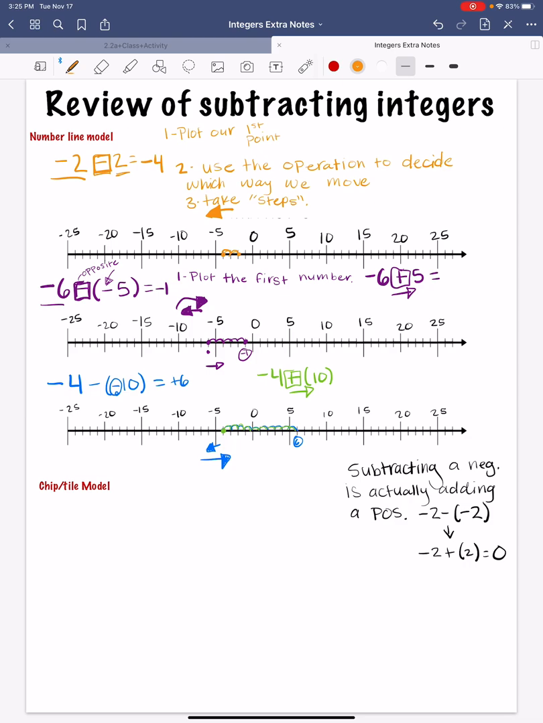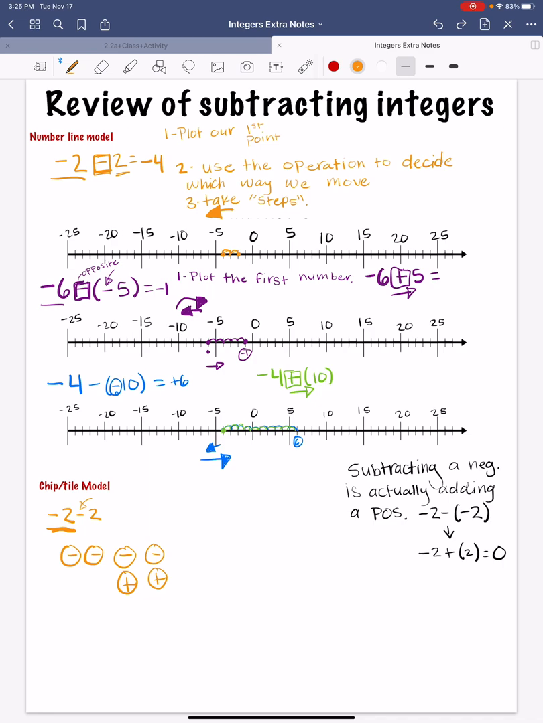Okay, let's move on to some chip and tiles. I'm going to come back to the same example from up top, and we're going to do negative 2 take away 2. So with a chip and tile model, this first number tells us what to start with. We would have started with 2 negative chips. And now it's saying, hey, take away positive 2. But do I have positive 2? I don't. So I'm going to add 0 pairs. And remember, you can add as many 0 pairs as you want because those would cancel out, and that still just says negative 2. So you can add as many as you want.